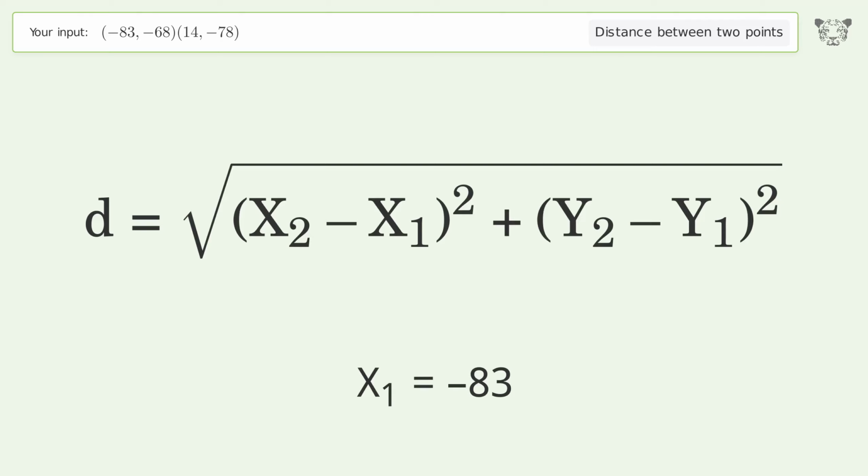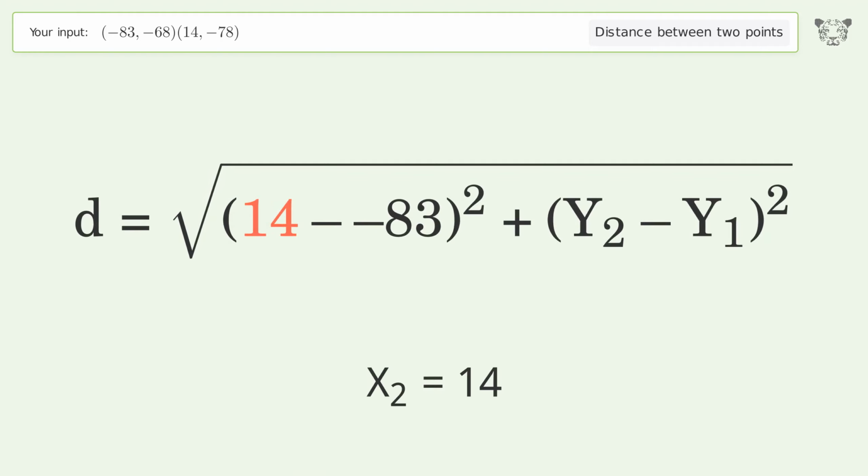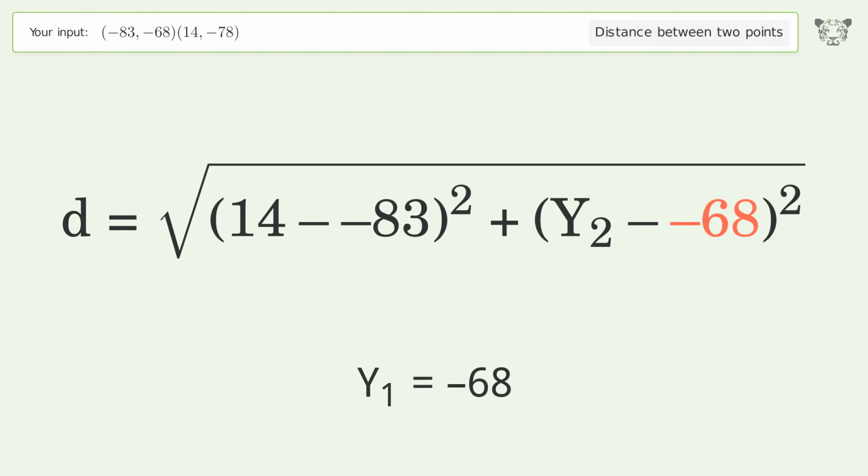x1 equals negative 83. x2 equals 14. y1 equals negative 68. y2 equals negative 78.